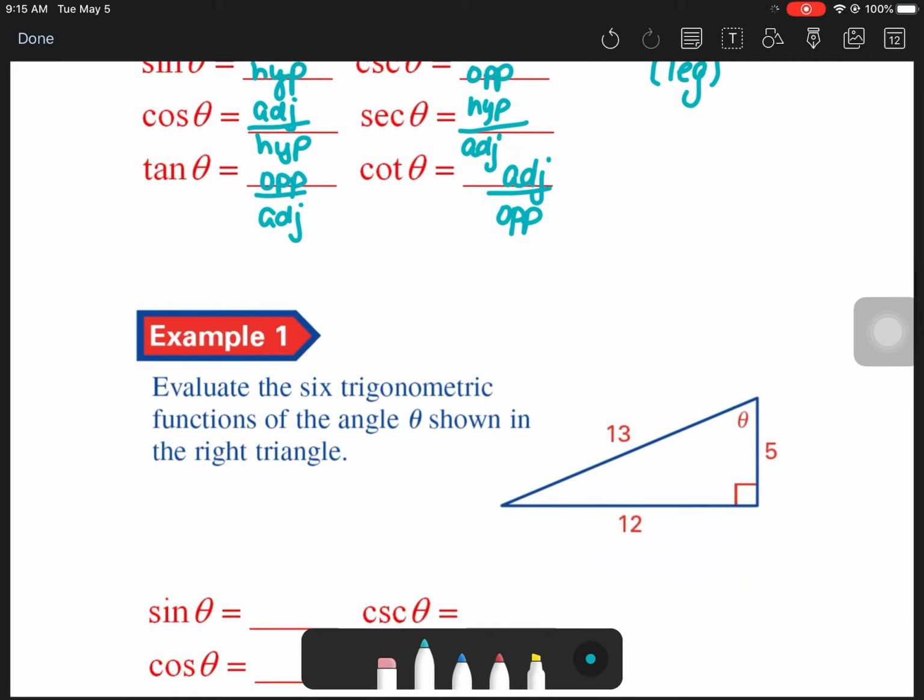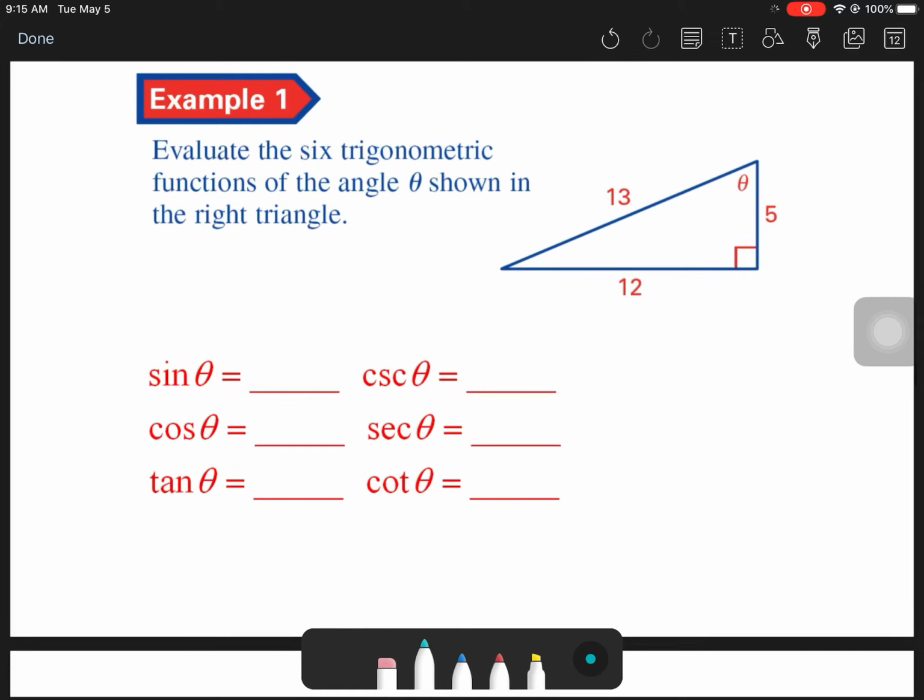Okay, so we need to figure out some of these relationships. So the first thing we do when we have a right triangle is we're going to circle the theta. And then we want to label each of the sides. This is the hypotenuse. The 5 is the adjacent because it's right next to the theta attached to it. And the 12 is the opposite because it's directly across from our theta.